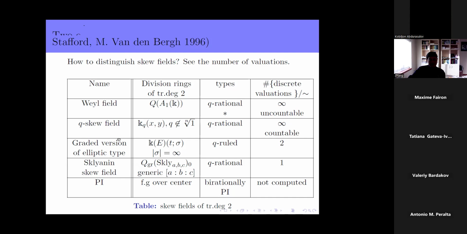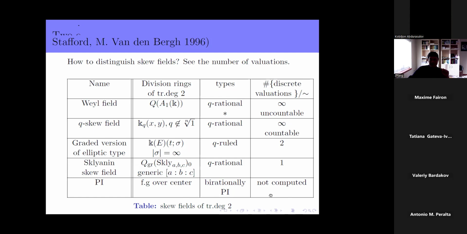Then he also did the computing for other classes, like for the Ore extension of the elliptic curve case, he computed 2 discrete valuations. And for the scalar skew field, there's only 1 valuation. Okay. And he didn't do it for the PI case because there are too many division algebras in that class.